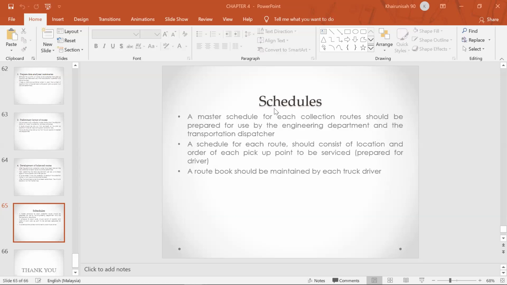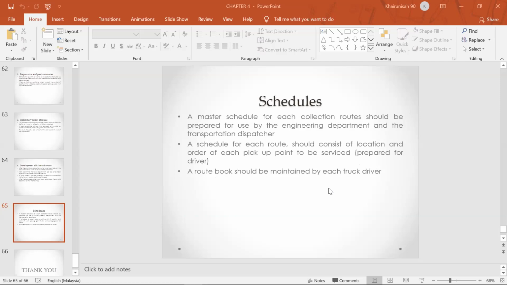And then the schedule for the collection. A master schedule for each collection route should be prepared for use by the engineering department and the transportation dispatcher, because only from those departments can they get the existing or current layout for the route, including construction routes and closed routes. The schedule for each route should consist of the location and order of each pickup point to be serviced, which is prepared for the driver, and a route book should be maintained by each truck driver, because they need to know where they need to start first and where they need to end afterwards.